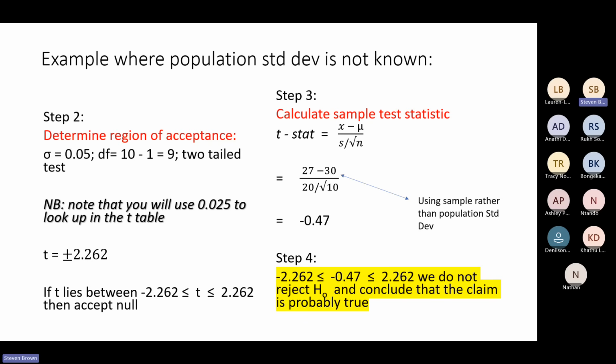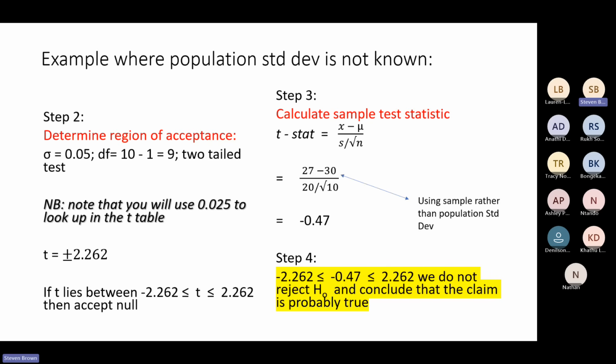Now, lastly, and this is quick, you don't have to write piles of, you don't have to write half a page. Because this number falls between those two numbers, what do we know? It means it falls within the region of acceptance. If it falls within the region of acceptance, class, you accept the null. And if you accept the null, class, it means you accept that the claim is probably true. And you write that all up in one sentence.